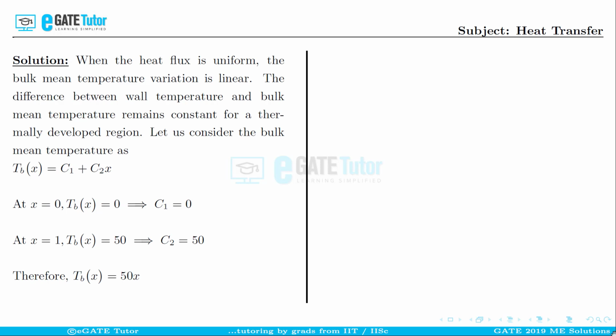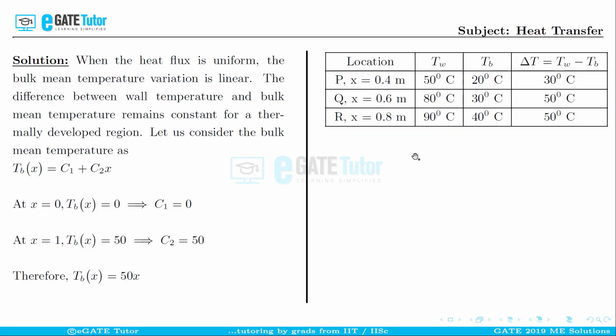Okay, now let us consider a small table where we will calculate the bulk temperature and wall temperature difference to judge which points are having thermally developed flows. This is at point P, which is at a distance of 0.4 meters from the left end. It is already given in the question that its wall temperature is 50 degrees centigrade, and when we substitute 0.4 in place of x in this relation, we get the bulk temperature to be 20 degrees centigrade. Now, when the difference of temperatures is calculated, we get the delta T as 30 degrees centigrade.